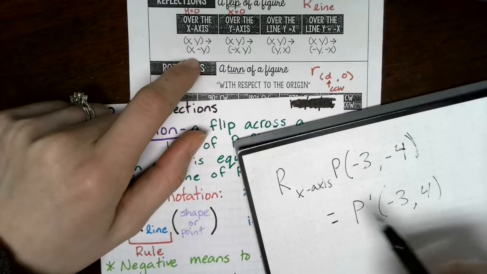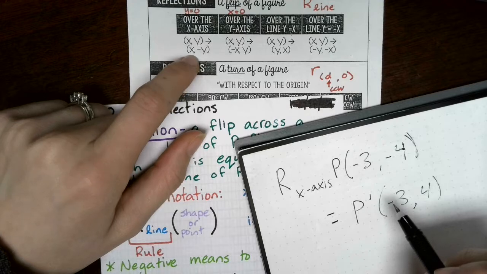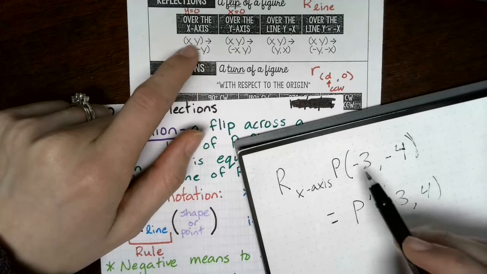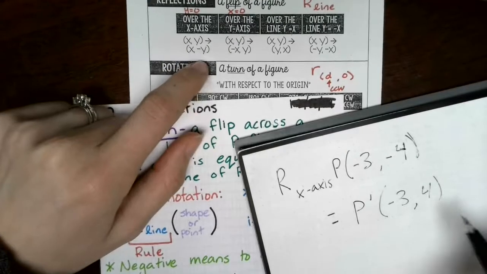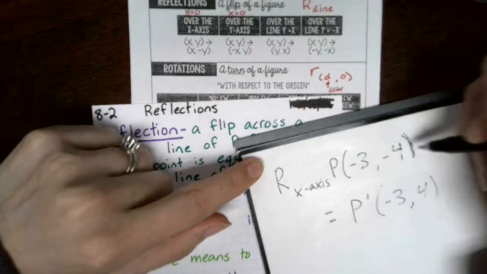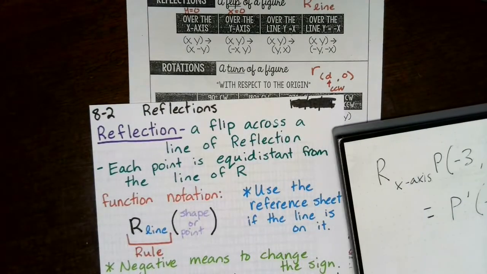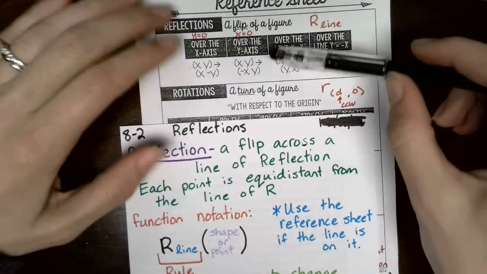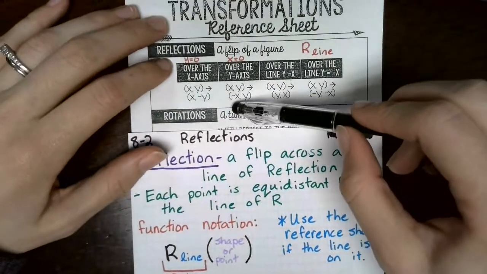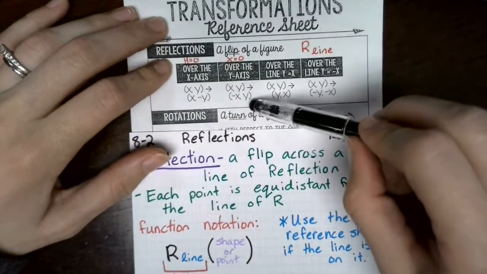Okay? And this doesn't mean x has to be positive, y has to be negative. That means x stays the same, y changes sign. That's a very important thing to note here. Same thing here. Over the y-axis, the x changes signs, but the y stays the same.